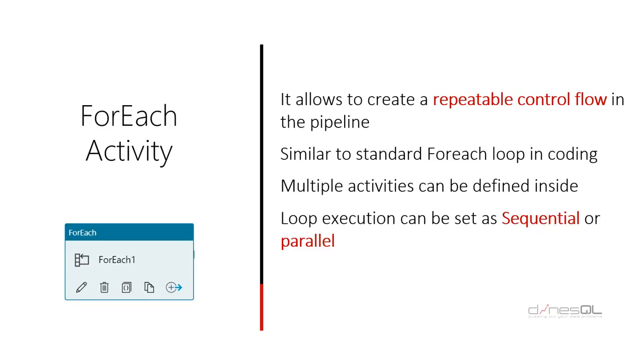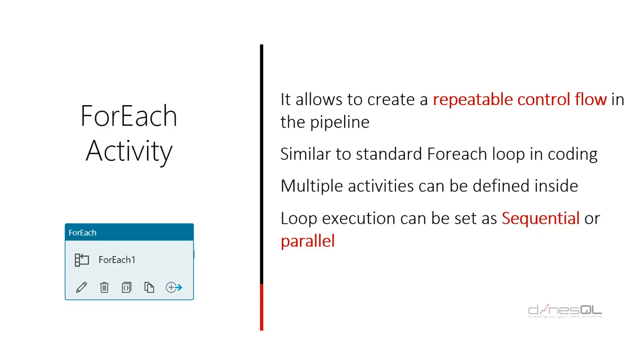If I have set the loop execution as sequential, it will take the first postal code and perform whatever activities you have added inside the for each and complete that iteration. Then it will take the next postal code and continue with the same set of activities. That's how it works if you have set the loop execution as sequential.